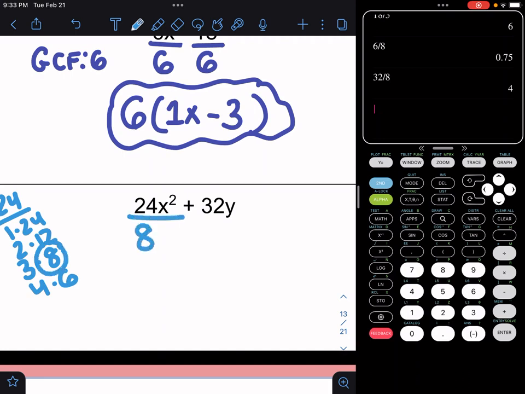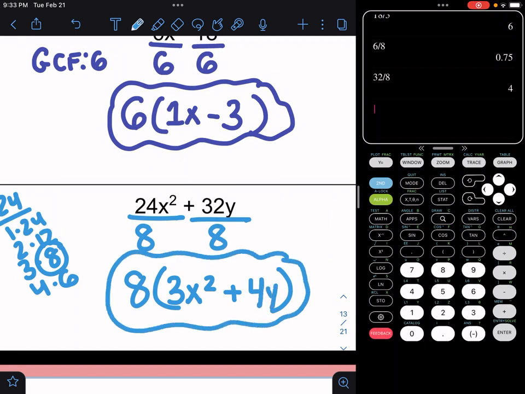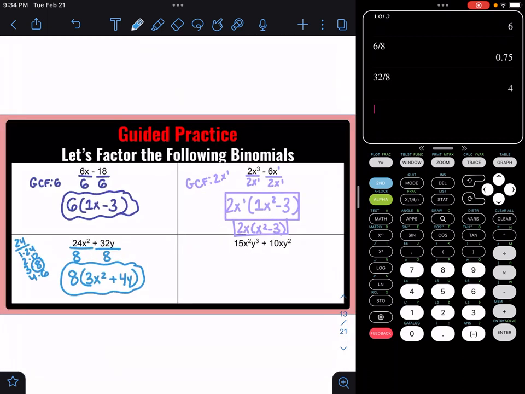And now they both don't have an x, they both don't have a y, so my GCF is just 8. Write the GCF on the outside. Now 24 divided by 8 is 3. Leave the x squared alone. 32 divided by 8 is 4. Leave the y alone. And that is fully factored form. There's not another number that we could take out of 3 or 4.